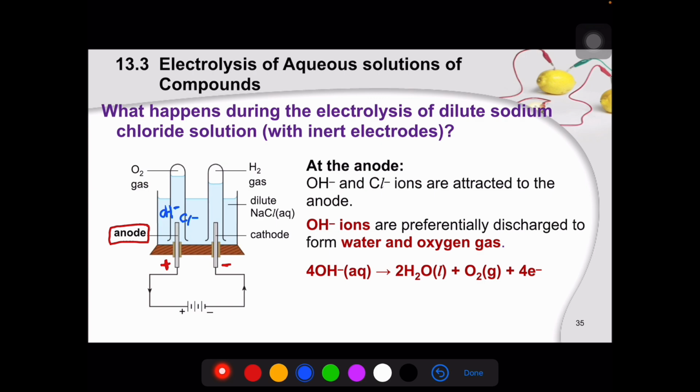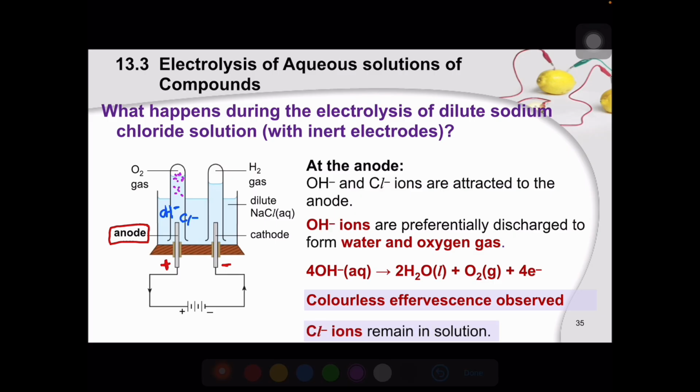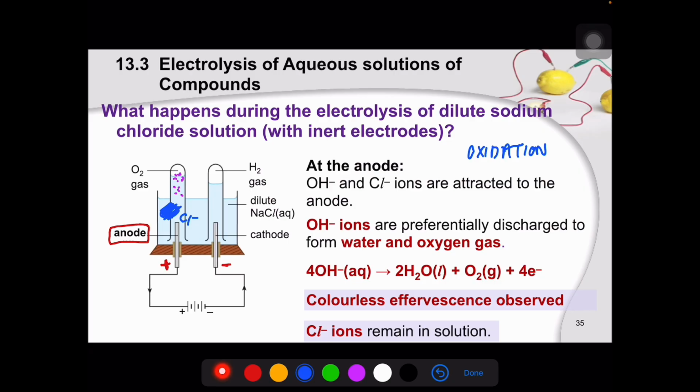As a student, when you look at this thing, you will realize that there will be effervescence happening because you are forming oxygen gas. So bubbles will start to form, and then you'll form the airspace at the top of the test tube that you see in this slide. Right? So colorless effervescence will be formed, and then your chloride ions will stay behind in the solution because they don't get reacted. So over time, the OH minus will start to disappear until there's no more OH minus. Then the reaction is kind of done, right? But you're just left with a lot of the chloride. So that's what happens at the anode. Remember, anode is where we have oxidation. And ox, red cat. Right? So this is an oxidation that you're looking at.